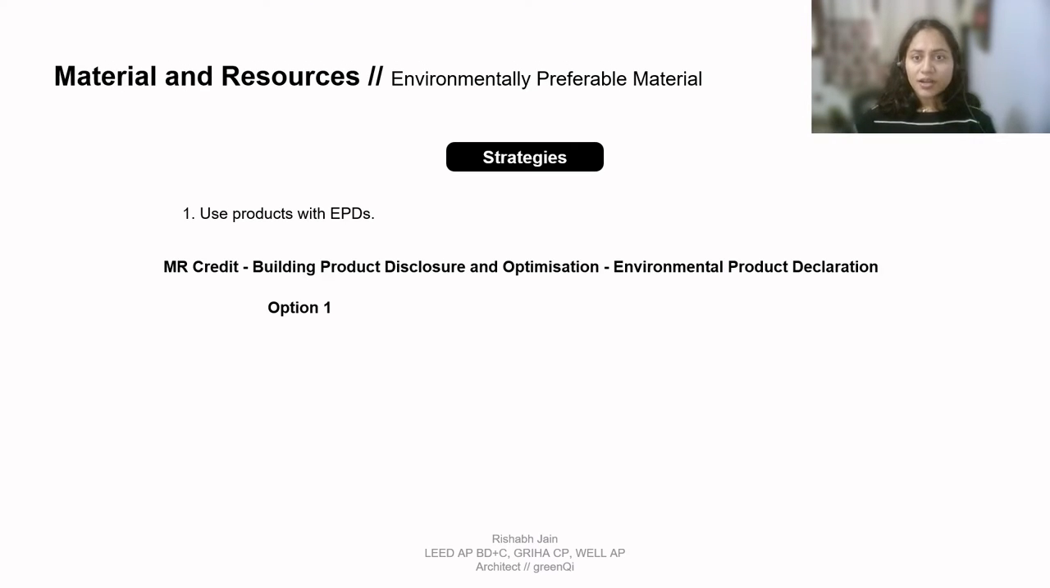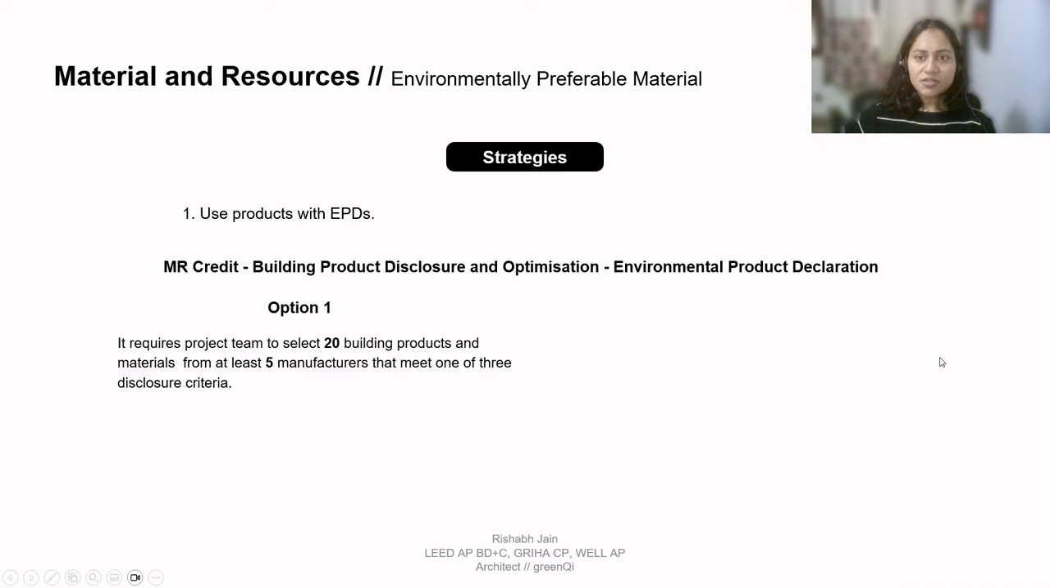So even product declarations are of different kinds. EPD is one of them. If you look at option 1 of this credit, it has two options. The first one tells you to simply use 20 building products and materials from at least 5 manufacturers that meet one of the disclosure criteria.